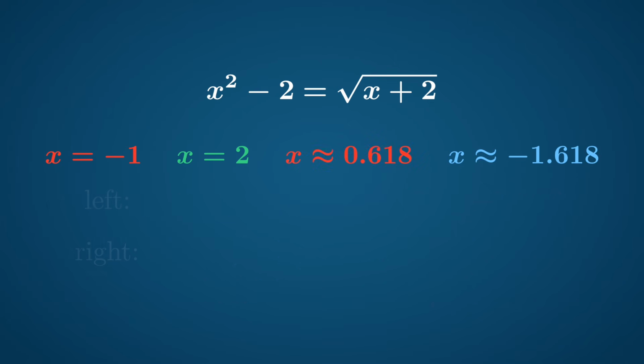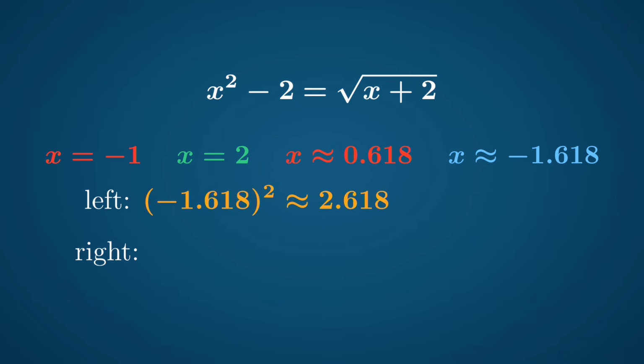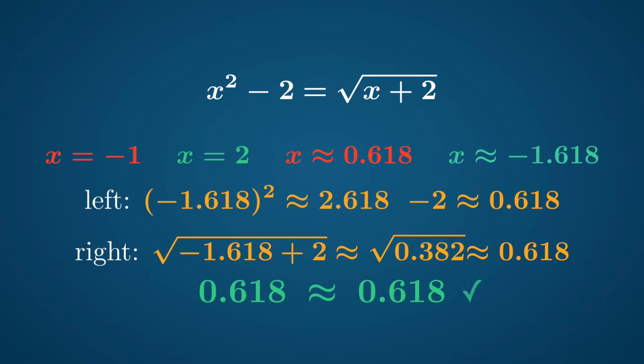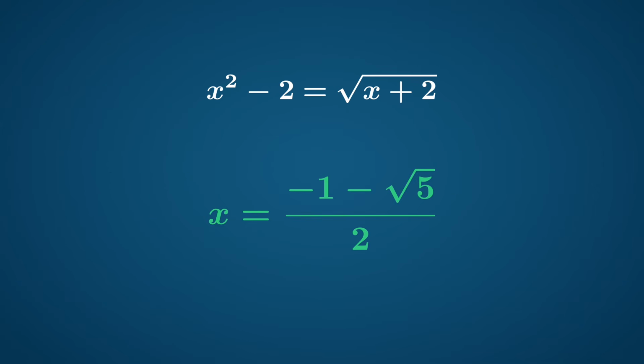We test the value near minus 1.618 last. Squaring it gives approximately 2.618. After the minus 2, the left side is near 0.618. On the right, x plus 2 lands near 0.382. The square root of that is also about 0.618. Both sides sit at about 0.618, so it survives.